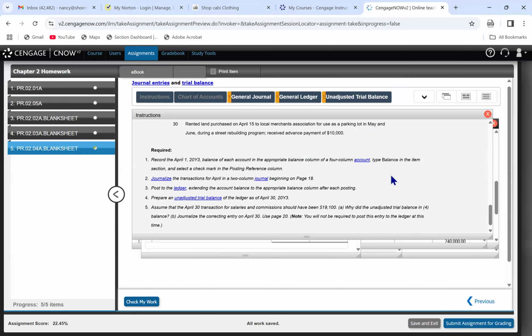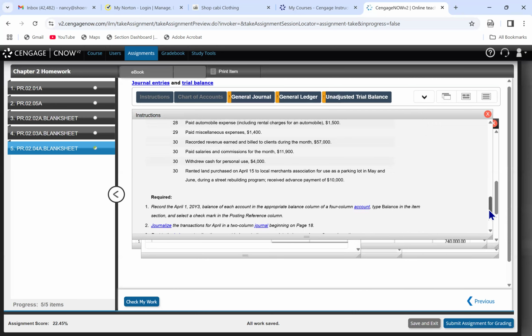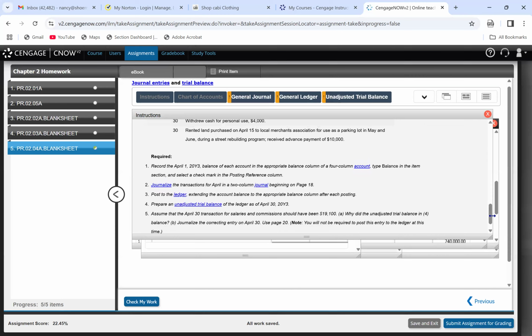Now it tells us, assume that the April 30th transaction for salaries and commissions should have been 19,100. Why did the unadjusted trial balance still balance? Well, guys, just because we didn't input the right amount, as long as our debits and our credits are the same, we're going to be fine. So we're going to go back and journalize the correcting entry on April 30th. You will not be required to post this entry to the ledger at this time. So basically, what they're telling us is the salaries and commissions should have been 19.1. What did we say they were? 11.9.